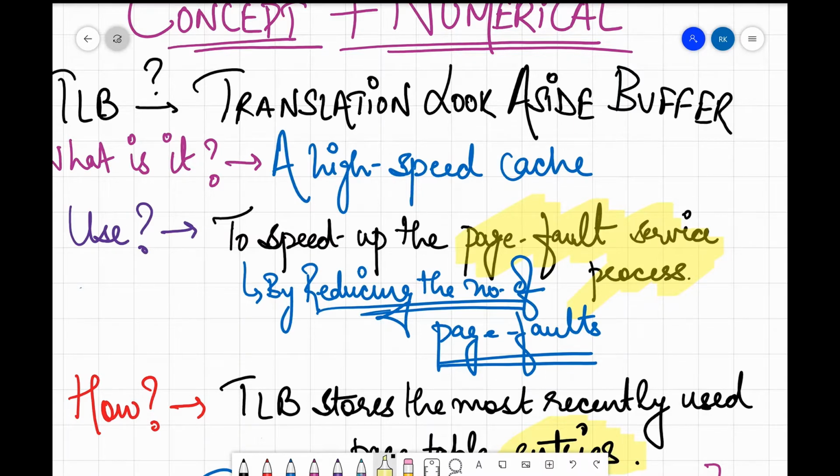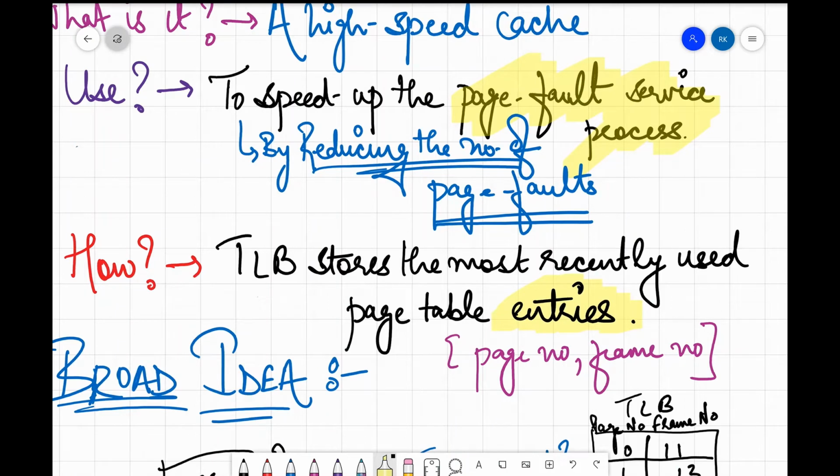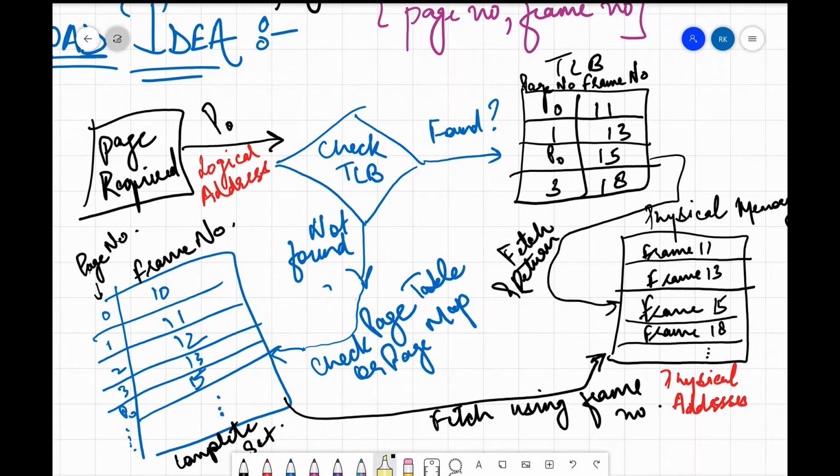Okay. So now how does it help to speed up the page fault service process? It basically reduces the number of page faults, and how it does it, it basically stores the most recently used page table entries. So please do not worry, I'm going to highlight this entire thing using a diagrammatic procedural thing over here. Okay, so the broad idea is over here. First of all, whenever a page request is performed by the CPU or one of the processes, let's say, it is first checked in TLB, okay, which is your high speed cache.